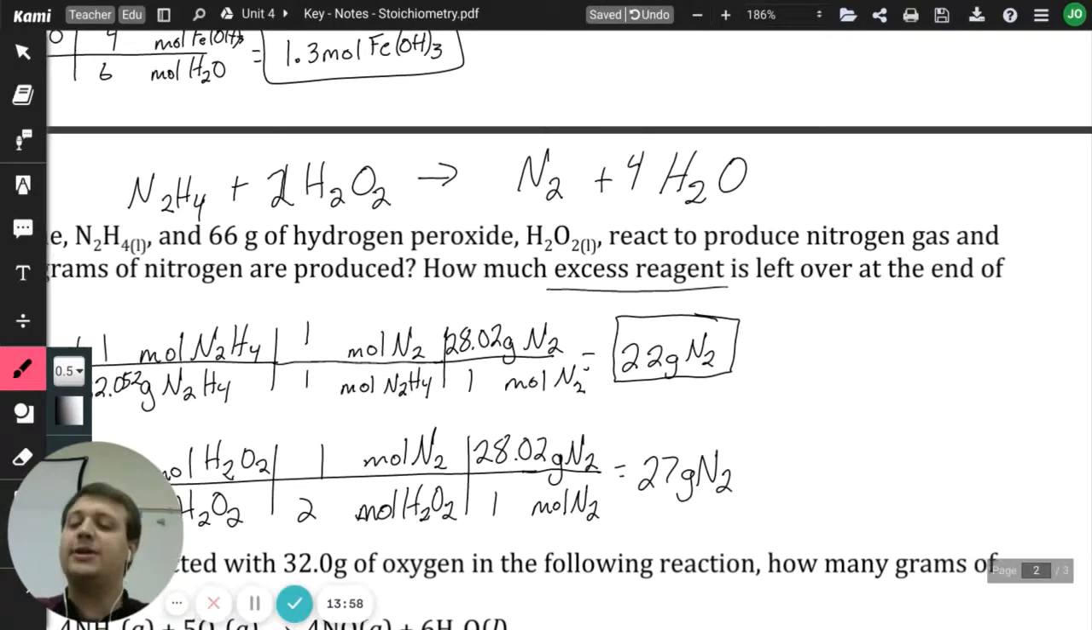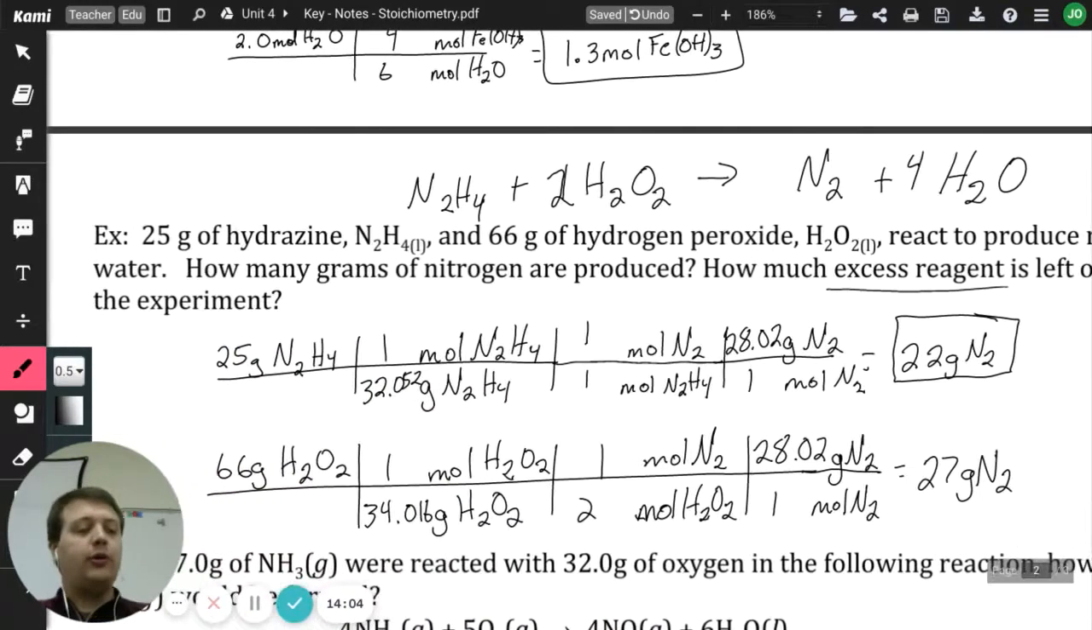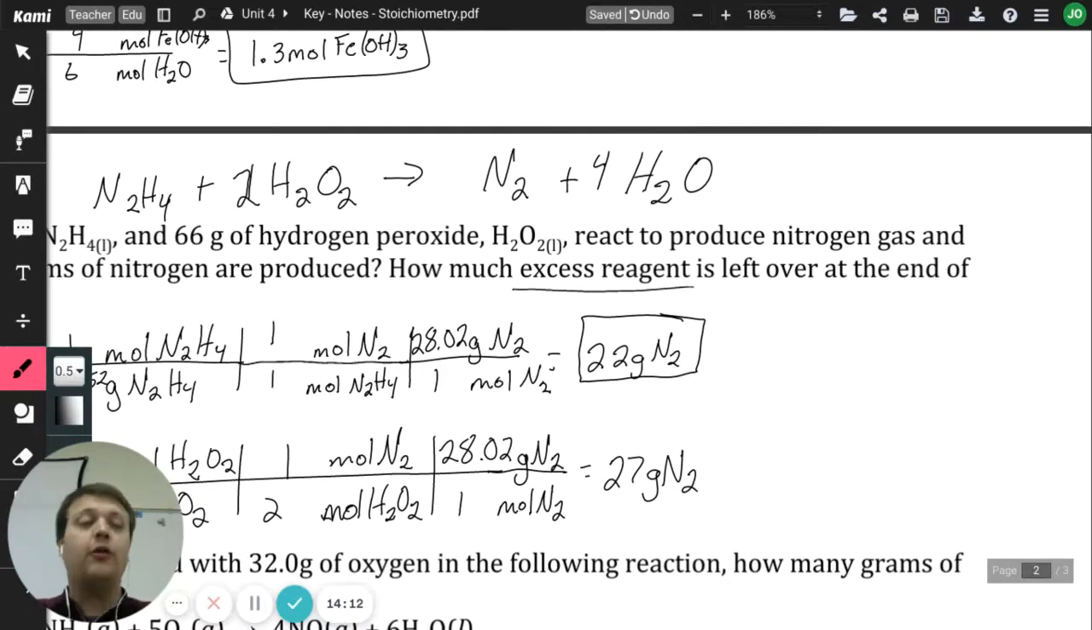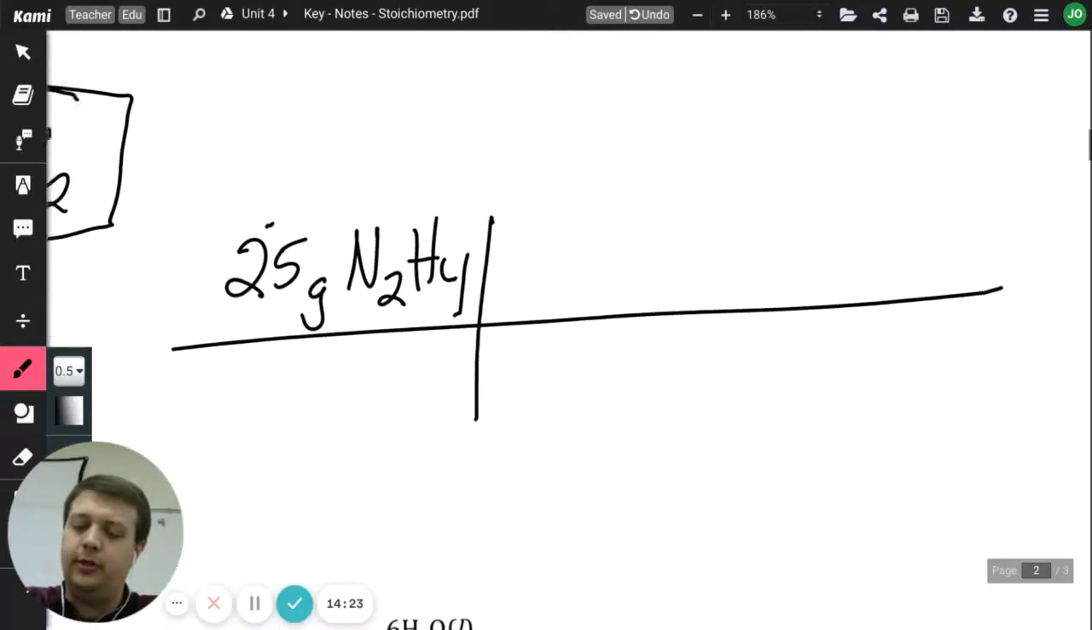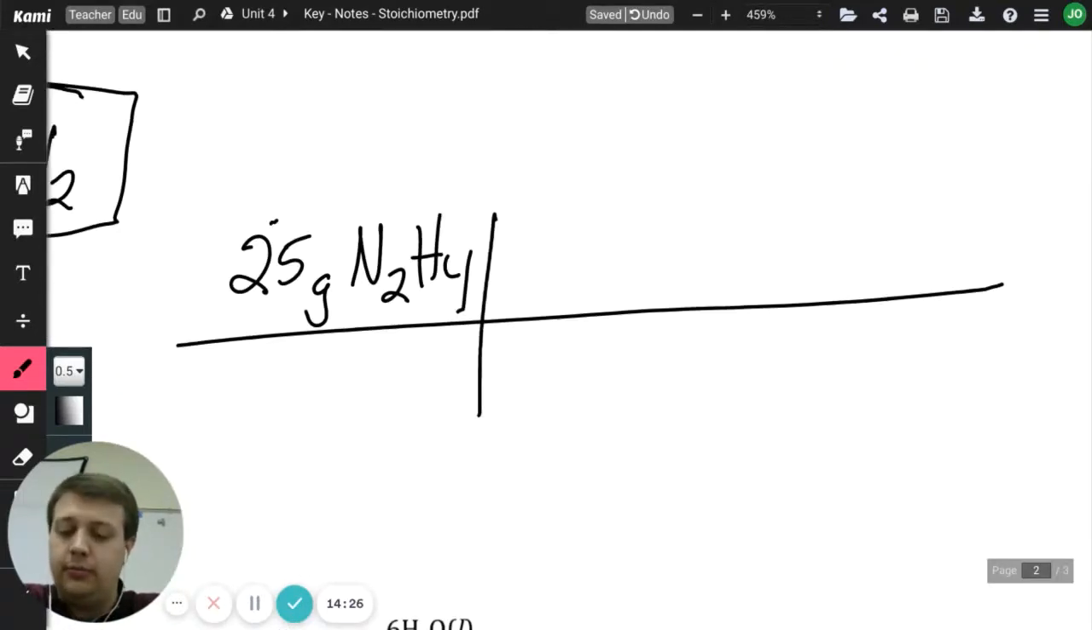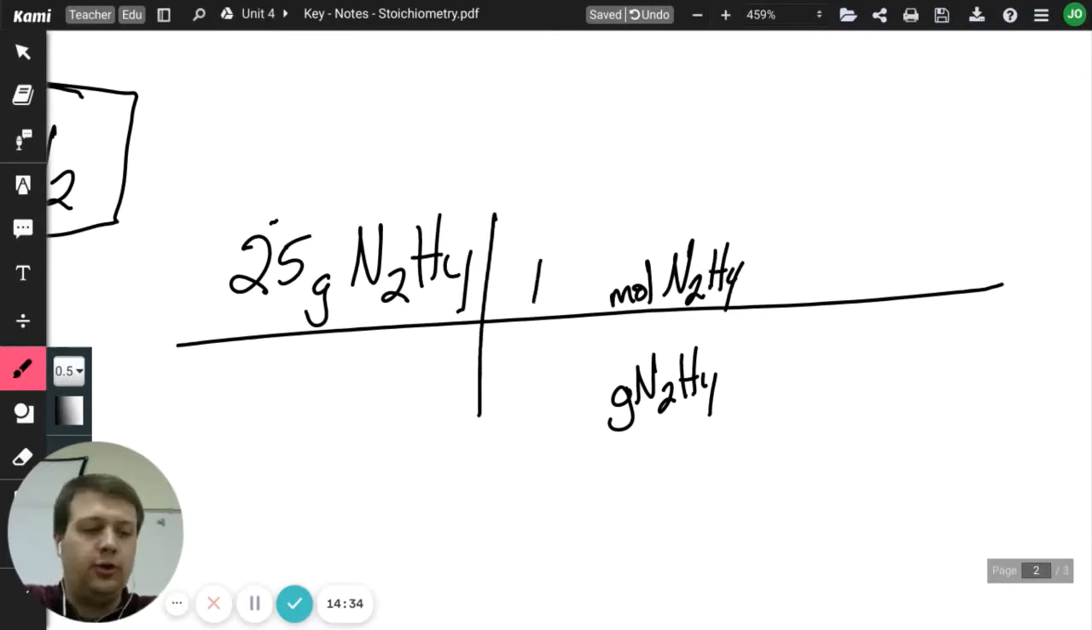The next question says how much excess reagent is left over at the end. So what I'm going to do is come back and actually use my limiting reactant and solve for my excess reactant. So I have 25 grams of N2H4. I'm going to zoom in a little bit here. We're going to go from grams of N2H4 into moles of N2H4. There's 1 mole for every 32.052.